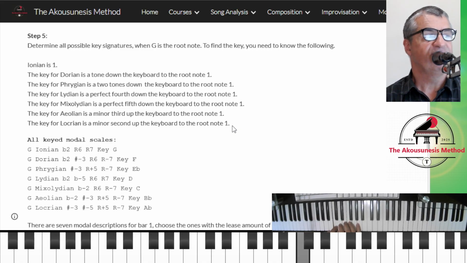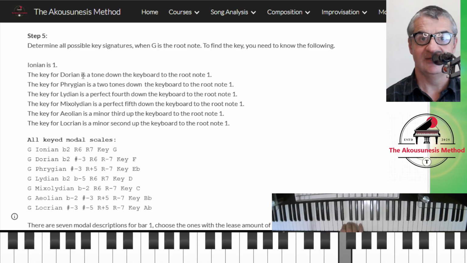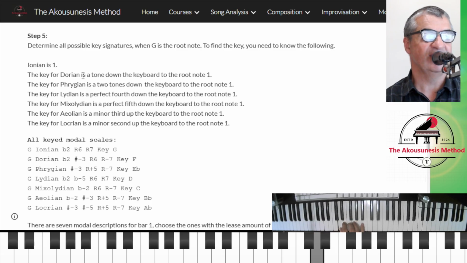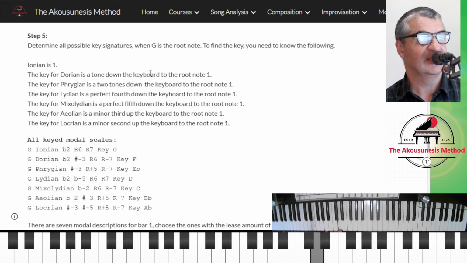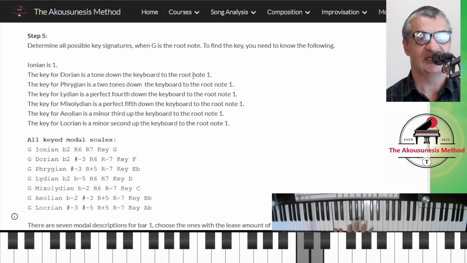Now, for the key for Dorian, if we're in the Dorian mode, say we go D Dorian, and we're playing from D to D, we know the key's going to be C. So from D to find the key, if we're D Dorian, we just go a tone down. So the key for Dorian is a tone down the keyboard to the root note. And that root note's going to be your key signature, C.